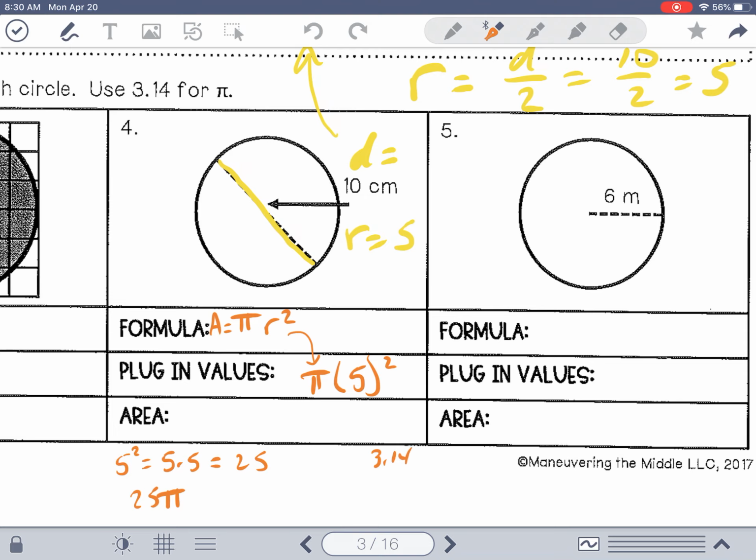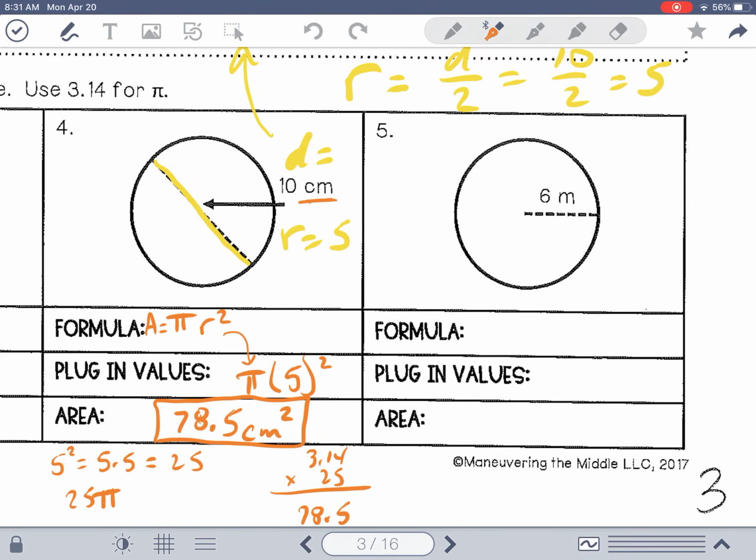So I have 3.14 times 25. All right, so that would give me, and I'm not going to work through this entire problem, 78.5 centimeters squared. That's our final answer. Remember, area is always squared. Always has the little 2 up in the superscript, okay, the exponent.